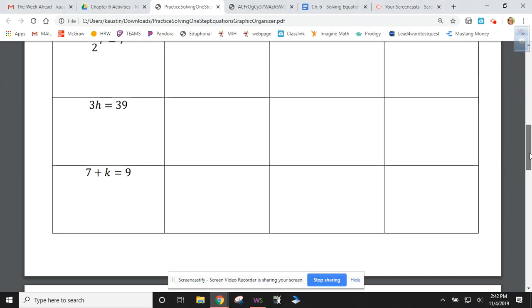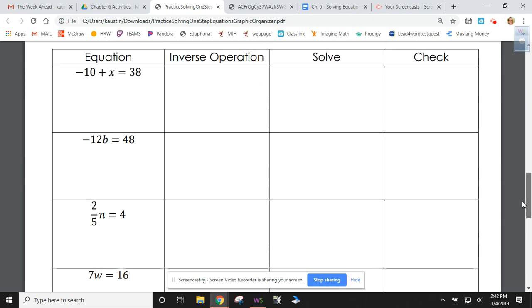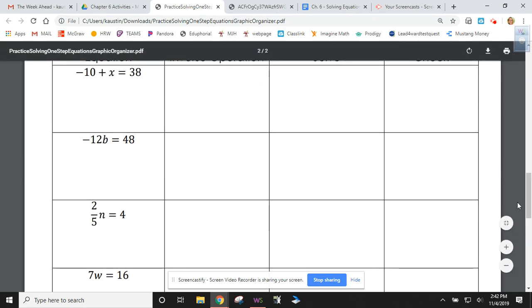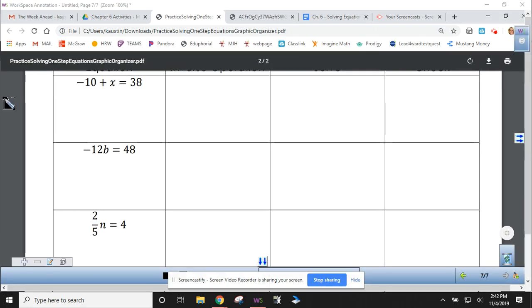Okay, now we are moving to the next page. You should be on page 40 in your journal, page 40.